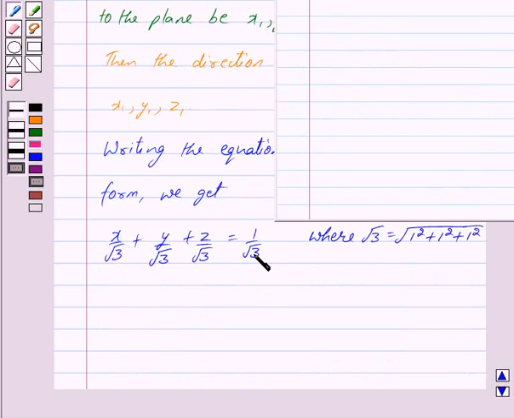Now this equation is of the form Lx plus My plus Nz is equal to D, which is the Cartesian equation of plane in normal form, where L, M and N are the direction cosines of the normal and D is the distance of plane from origin. So comparing these two equations, we get here 1 upon root 3, 1 upon root 3, 1 upon root 3 are the direction cosines of OP.